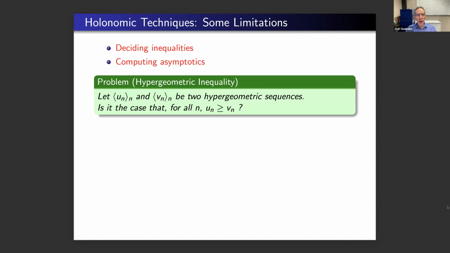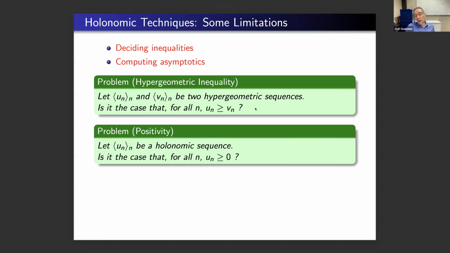So let me give you concretely three problems that one might want to solve. The first one is the hypergeometric inequality problem. It's an algorithmic problem. You're given u_n and v_n, two hypergeometric sequences, and you ask, is it the case that u_n is always bigger than v_n? That's a question you might ask, and you want an algorithm that answers this. Another problem, a generalization of the previous one, is the positivity problem. Now u_n is an arbitrary holonomic sequence, and you ask, is it the case that u_n is always non-negative? The reason is that you could do u_n minus v_n, and that's equivalent to u_n bigger or equal to v_n.